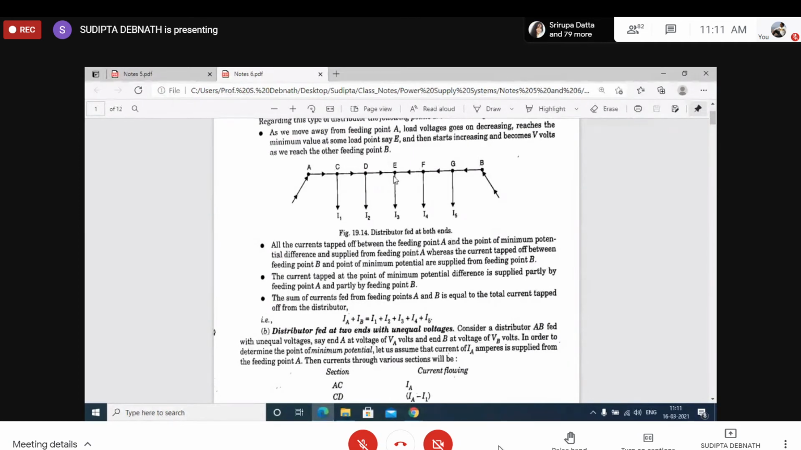What happens to all the points? At this point, some current is entering and some portion is leaving. Here also some current is entering, some portion is leaving. But here is the only point where the current entering from the left hand section is not going to the right hand section. The whole current from the left hand section is flowing into the load, and the whole current from the right hand section is flowing through this load. And this I3 will be equal to this current X plus this current Y.